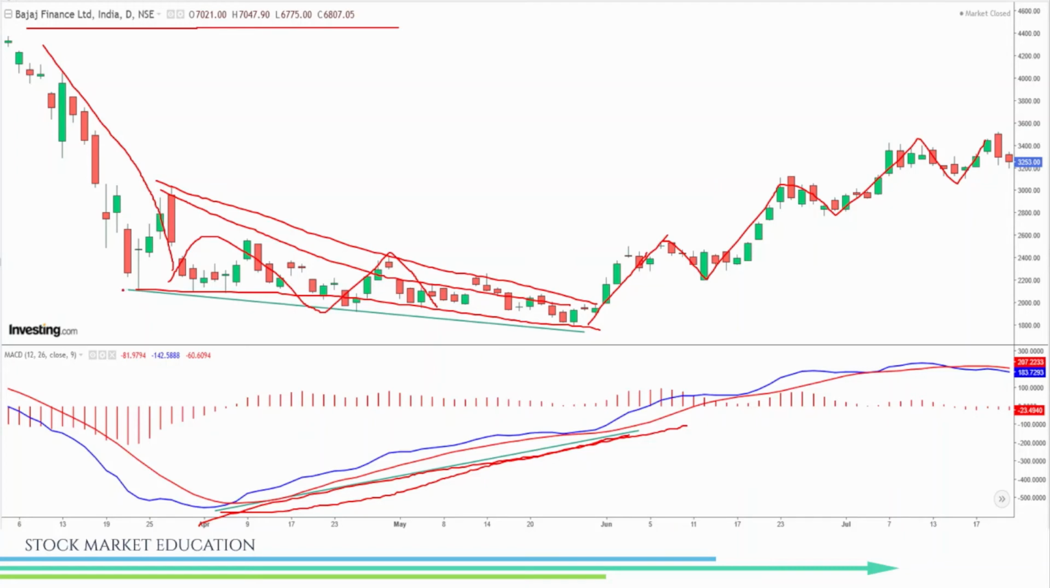So whenever you see such bullish divergence in MACD, better you book your profits and stay aside, or you can think of going long after this particular price action.